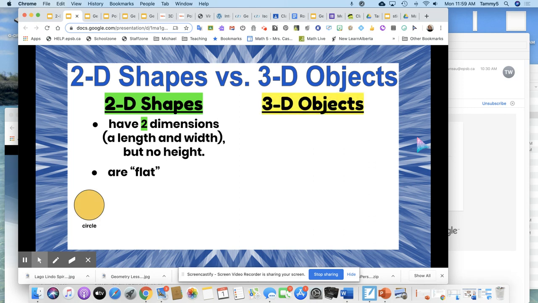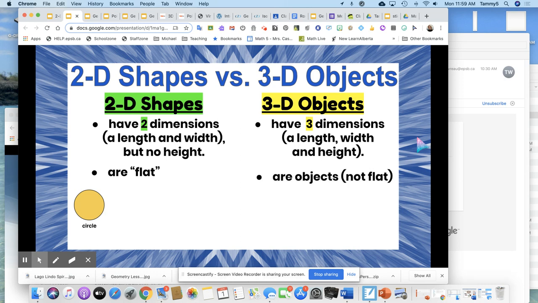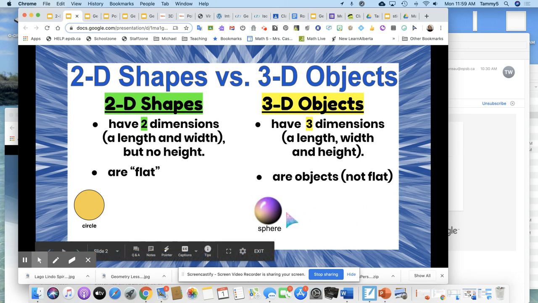3D objects have three dimensions. They have a length, a width, and a height. They are objects. They're not flat. They could fit in your hand. A sphere or a ball is an example of a 3D object. It looks flat on paper, but really we're trying to show something that's three-dimensional. It's an object.